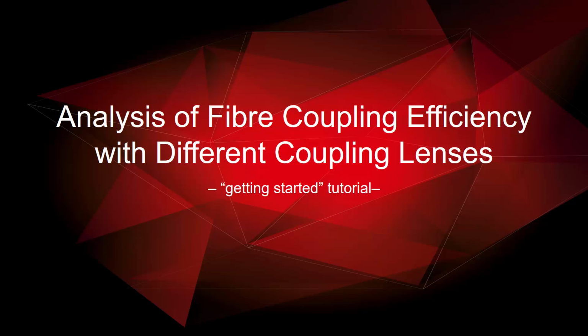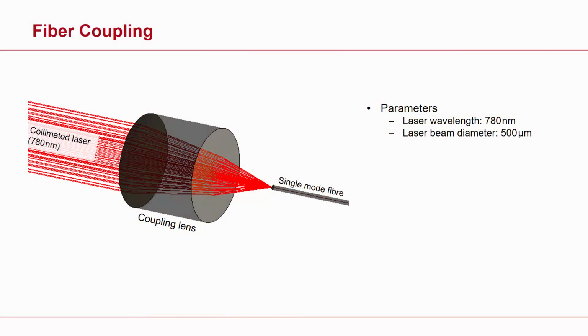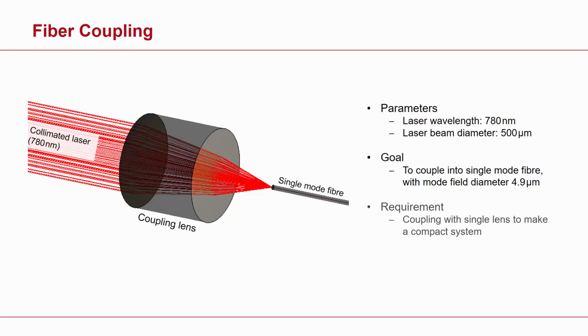In this session, we plan to deal with the following task. Given an input laser of 780 nanometer wavelength and beam diameter of 500 microns, the target is to couple the laser beam into a single-mode fiber with a mode field diameter of 4.9 microns. The situation described above is similar to the one given in the tutorial for a fiber coupling system with beam expanders. However, here we would like to have a compact system with a single coupling lens, which should realize an optimized coupling efficiency with a requirement not to use additional optics.